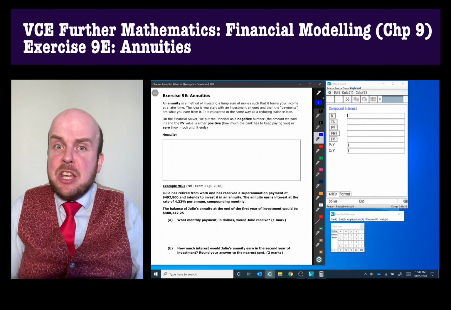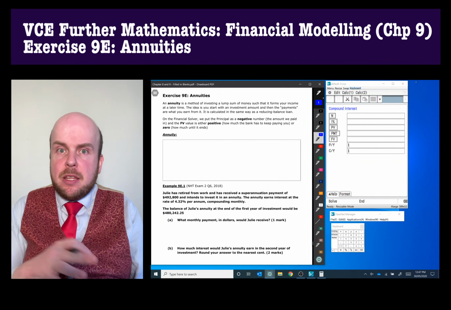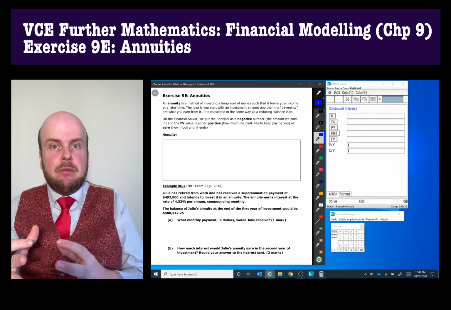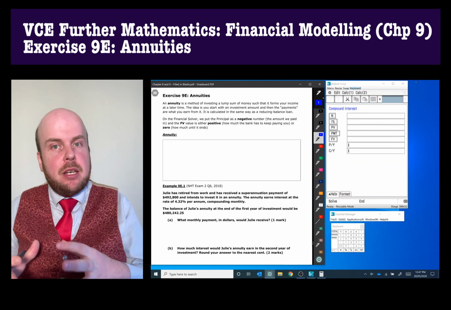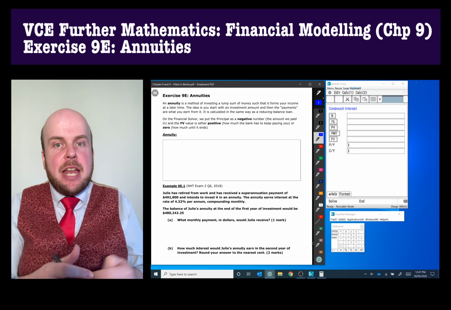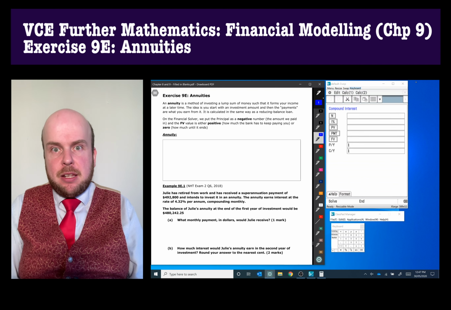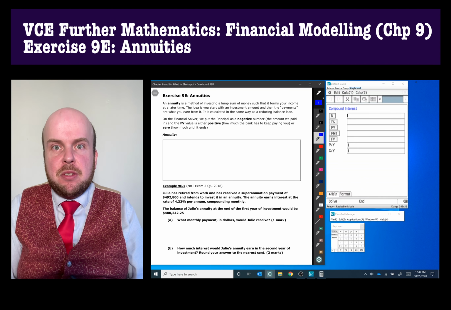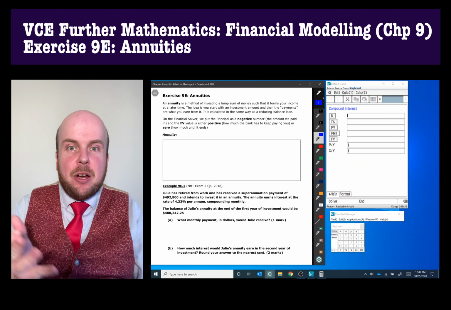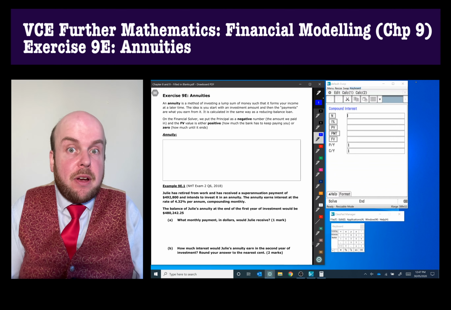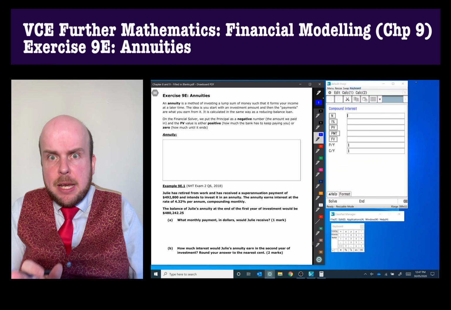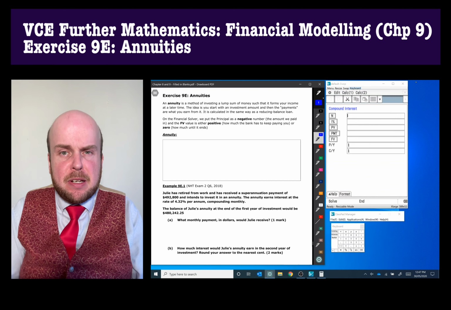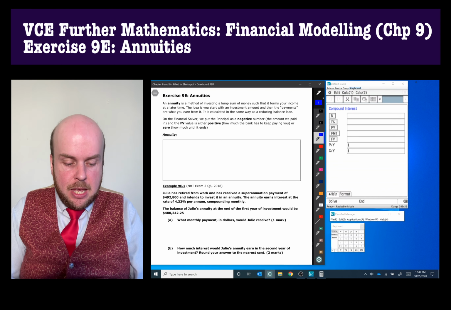Exercise 9E, annuities. So the way this works is that you've got a big chunk of money from your Scrooge McDuck money bin and you're investing it into a bank and you're living off some monthly payments from that rather than working, or doing something sensible with your life. So what you're going to do is live off that, and we're going to try to work out how many payments you get until your annuity runs out and that kind of thing.